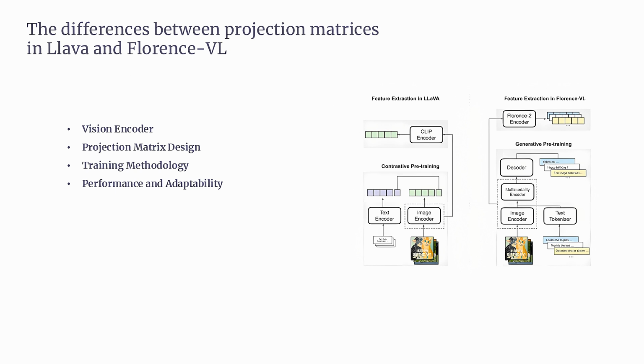In summary, while both LLaVA and Florence VL use projection matrices to align visual and textual features, their differences lie in the choice of vision encoder, the design of the projection matrix, the training process, and the performance outcomes. LLaVA uses CLIP and simpler projection methods for multimodal reasoning tasks, whereas Florence VL, with its Florence 2 encoder and advanced depth-breadth fusion technique, offers superior performance across a broader range of vision-centric tasks and multimodal challenges.